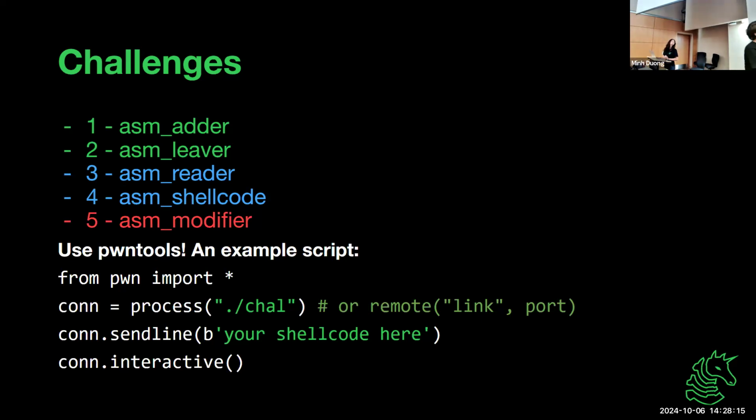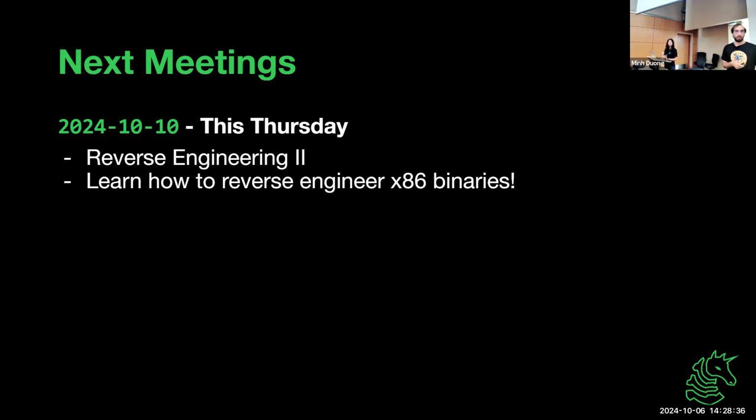Use pwntools. We will talk about pwntools more, but if you got it from the setup meeting, you can get started by just connecting to the process or the remote process on the server for CTF, and then you can just send a byte string that is your assembly shellcode, and then go into interactive to see the flag. And then next Thursday, we have reverse engineering 2, which is where we will talk about reverse engineering x86 binaries and how to interpret assembly into bigger and greater functions and see what programs are doing under the hood. All right, that's all.